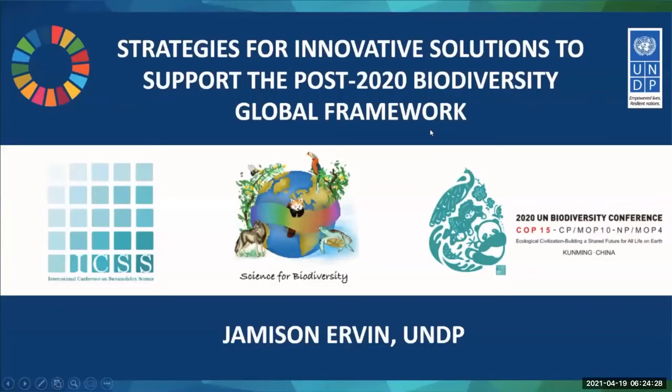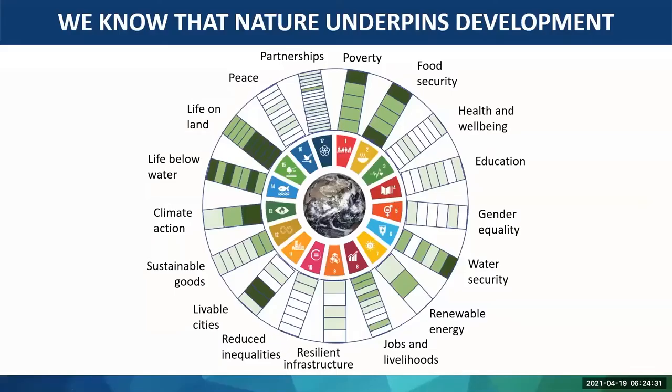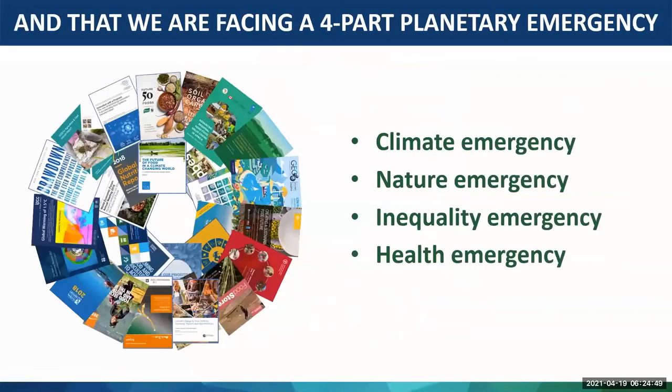Hi, I'm Jamison Ervin, and I'll be talking today about strategies for innovative solutions to support the post-2020 global biodiversity framework. We know that nature underpins development, whether that's food security, alleviating poverty, mitigating climate, and providing sustainable jobs and livelihoods, or water security. Nature is foundational to our well-being. We also know that we're facing a four-part planetary emergency that includes a climate emergency, a nature emergency, an inequality emergency, and of course, a global health emergency. And these emergencies are interlinked.